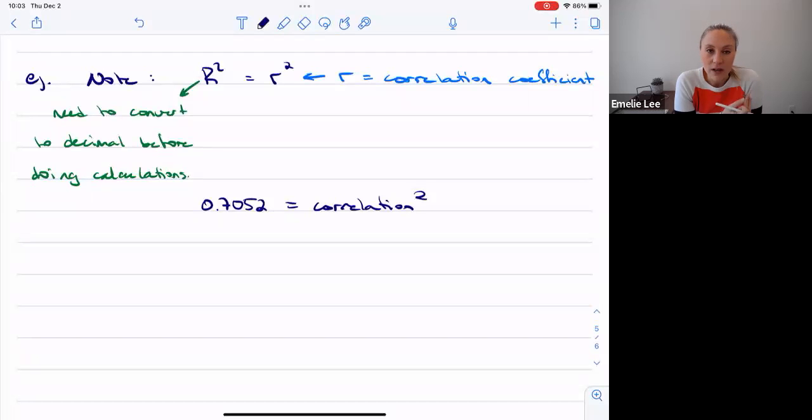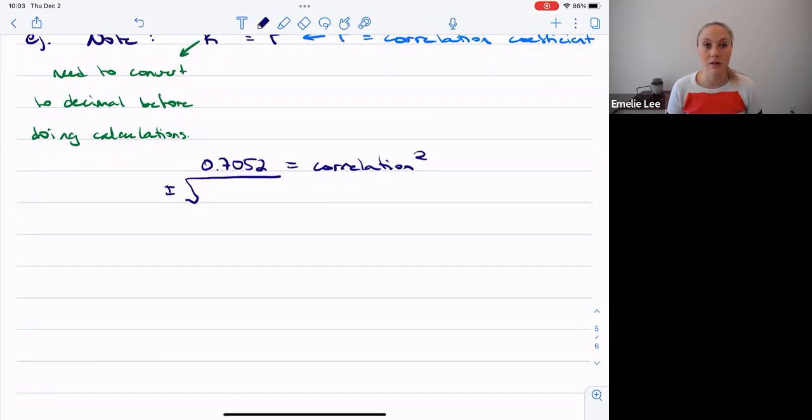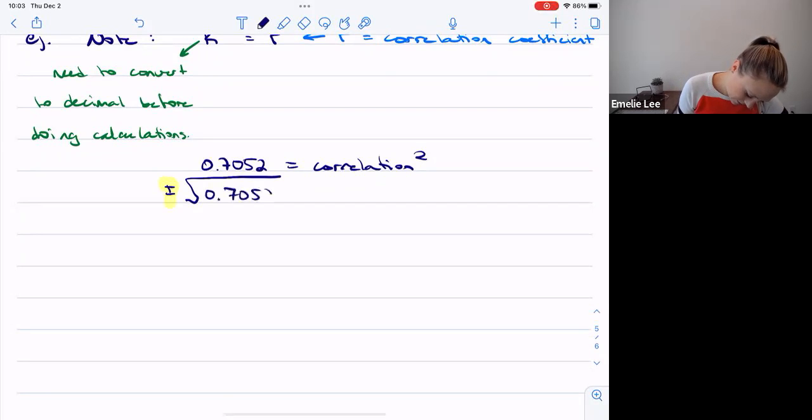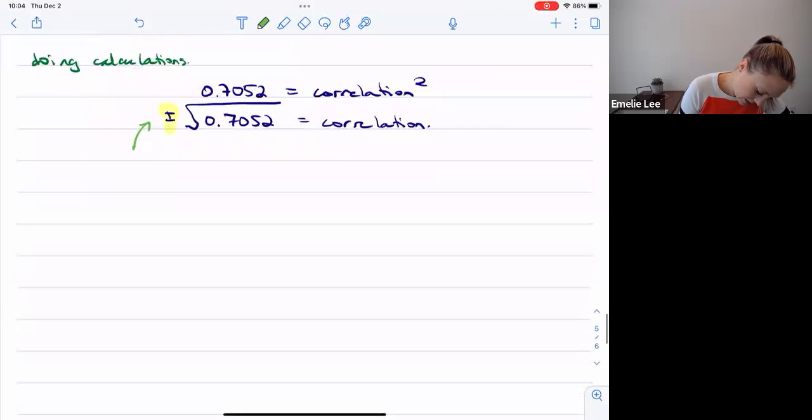Okay, so to find the correlation, all we need to do is take the square root of both sides, right? But remember, and it's often that we forget, when I take the square root, I actually end up with the positive version and the negative version, and then we need to select which one is appropriate. Okay, and so the root of 0.7052 is the correlation. And so here, the sign will depend on the relationship.